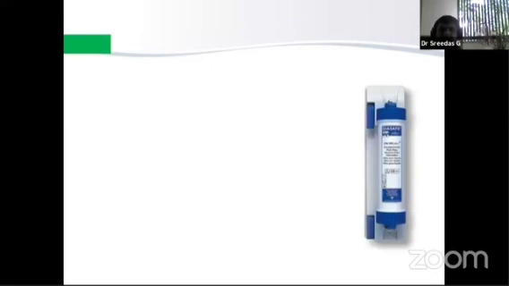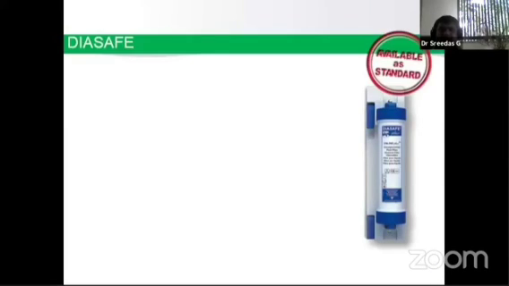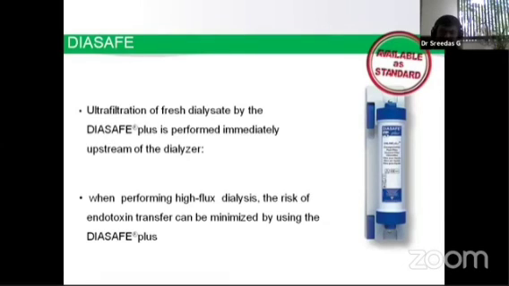Now finally, we have a diasafe filter that is attached to the fresh dialysate before entering the dialyzer. This is ultrafiltration of fresh dialysate by diasafe plus. And especially when performing high flux dialysis, the risk of endotoxin transfer can be minimized by using the diasafe plus filter, and that is an essential thing for safe dialysis.